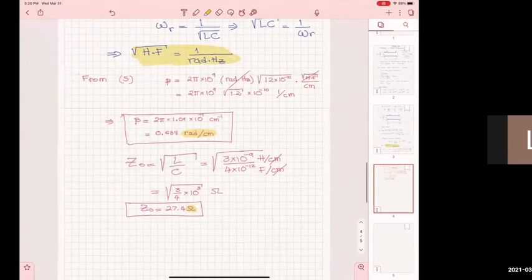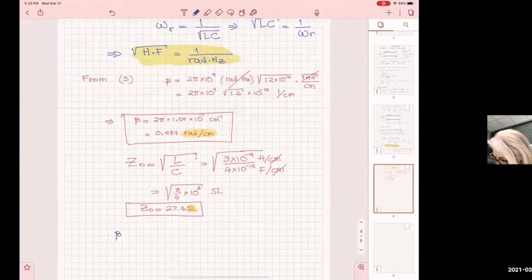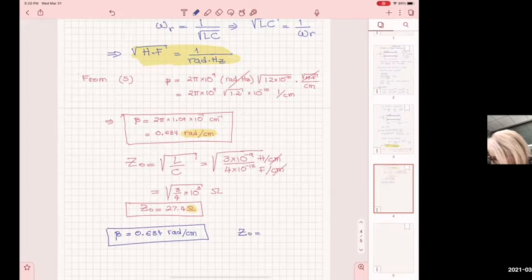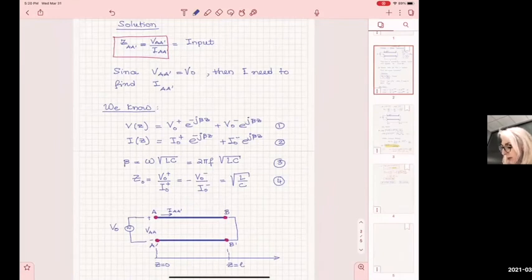Okay, so now we have beta. Let's write again what we found. We found that beta is 0.684 rads per centimeter. We found Z naught to be 27.4 ohms. Okay, now with these two, we can go here, and practically we have these two equations. I will take them down here to see.